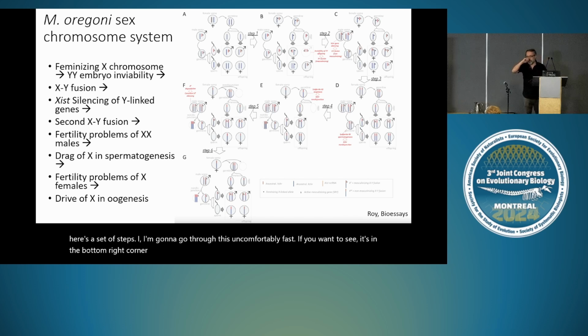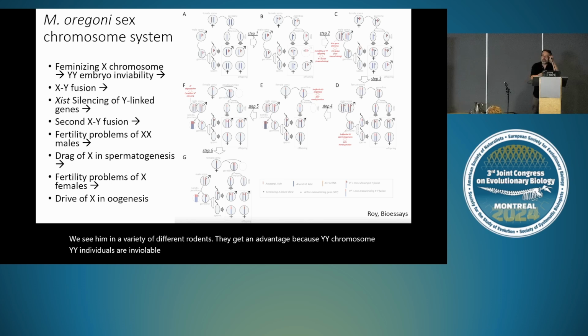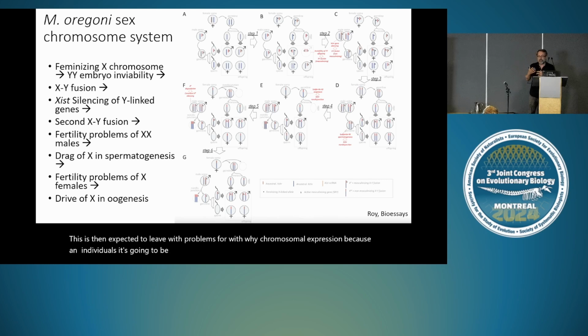So feminizing X chromosomes are X chromosomes that cause XY individuals to develop as females. We see them in a variety of different rodents. They get an advantage because YY individuals are inviable. This could drive a Y to fuse with an X, because Ys are losing fitness because they don't have X-linked genes. This is then expected to leave problems with Y chromosomal expression because in XX individuals, it's going to be silent some of the time, which could potentially lead to another fusion or transformation into a non-masculinizing XY fusion.